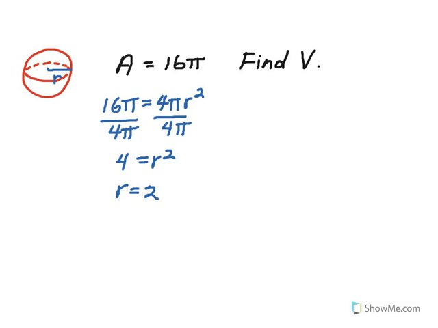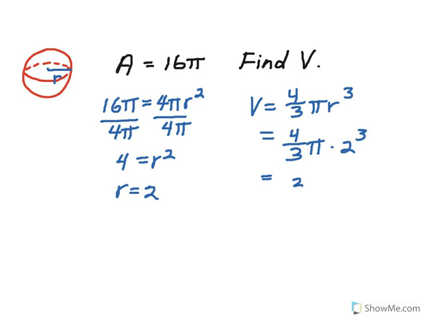So then the volume is 4/3 pi times the radius to the third power. So in this case it would be 4/3 times pi times 2 to the third, which is 8. So 8 times 4 is 32/3 times pi, and this is going to be, of course, in cubic units.